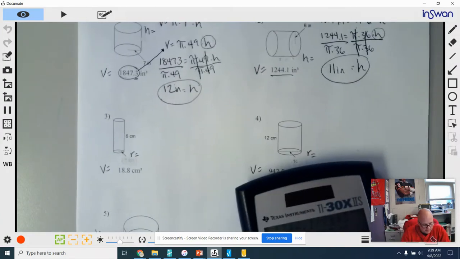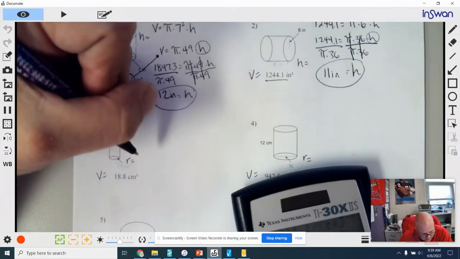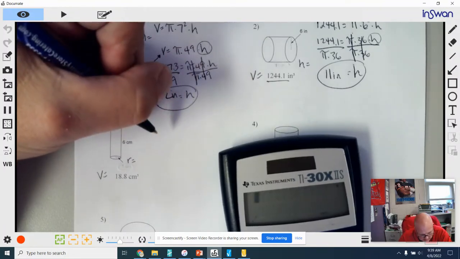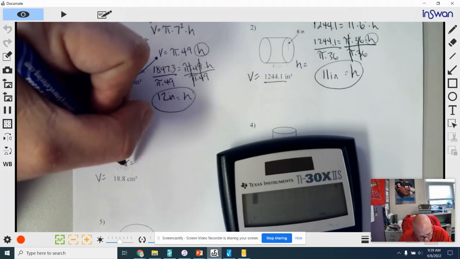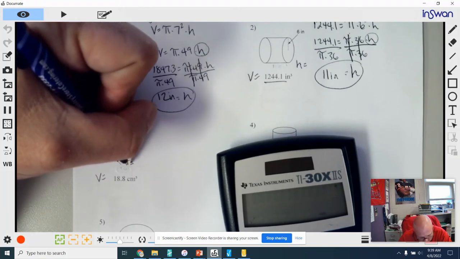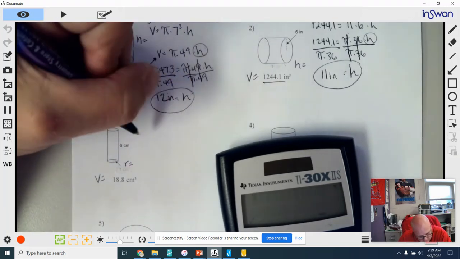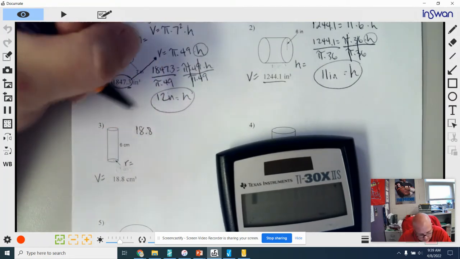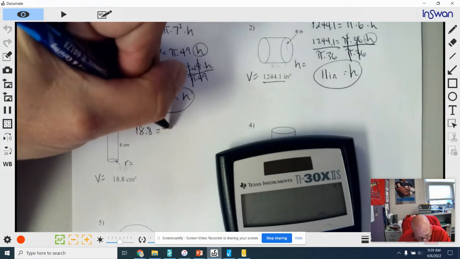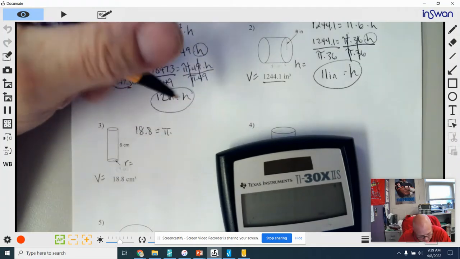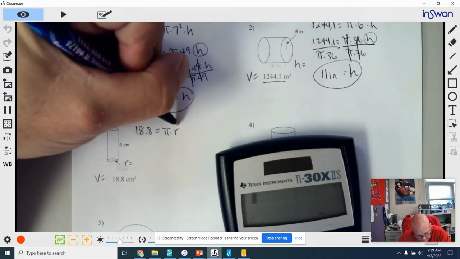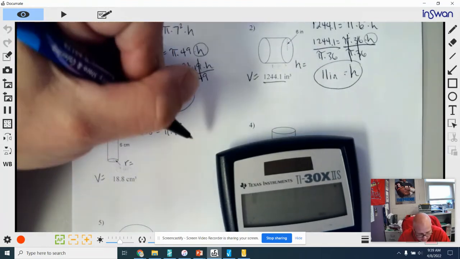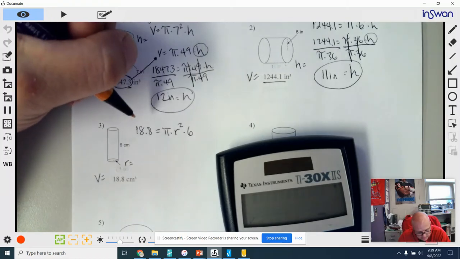Okay, number 3. To solve this one, it is a little bit trickier if you're trying to find the radius, because this time it says r equals. But we're still going to set it up the same way. So we're going to take the volume, 18.8 equals pi times radius squared. We don't know what the radius is, times the height, which this time we're given the height as 6.